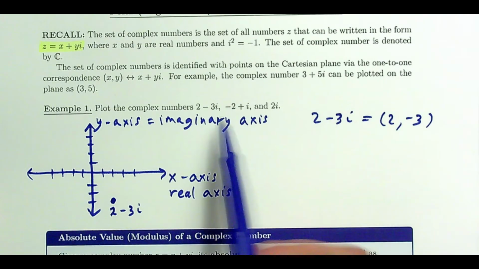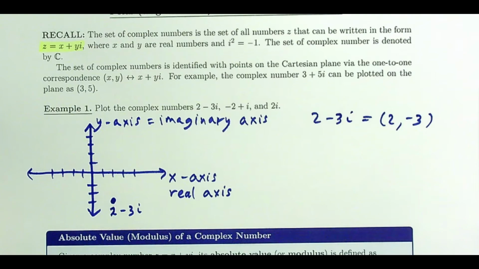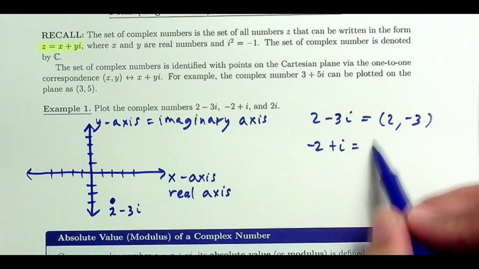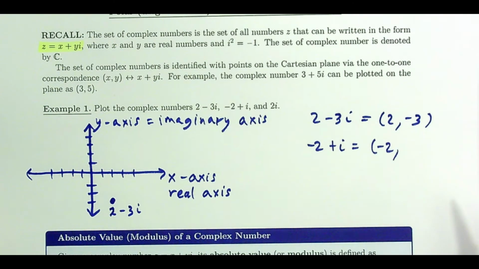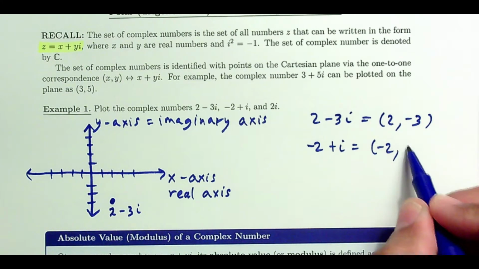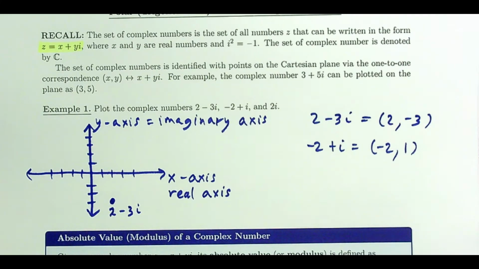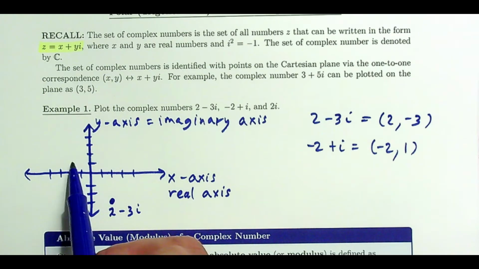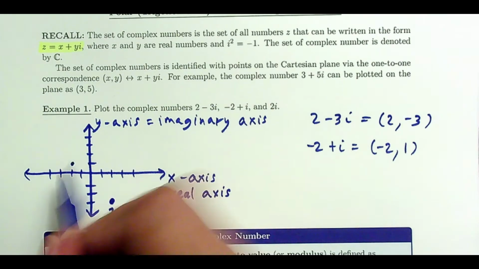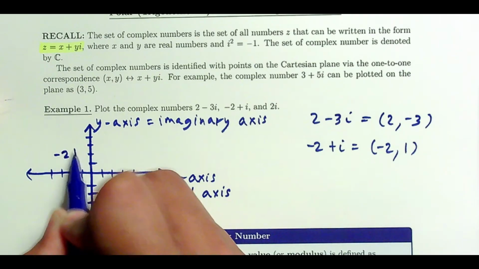Okay, now let's plot negative 2 plus i. Where would that be? Negative 2 plus i would be the same thing as negative 2 comma what? The coefficient of the i, what is in front of the i, which is 1. There's an invisible 1 there. So negative 2 comma 1. That would be right there. So that's the point negative 2 comma 1, which I'm going to label -2 plus i.